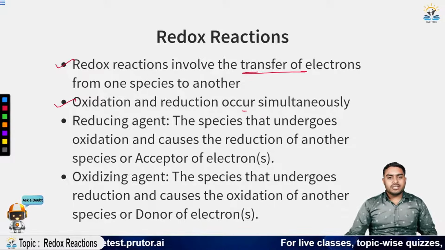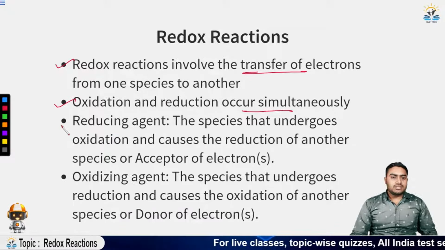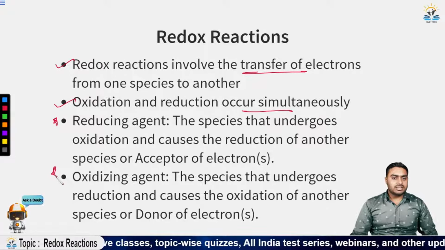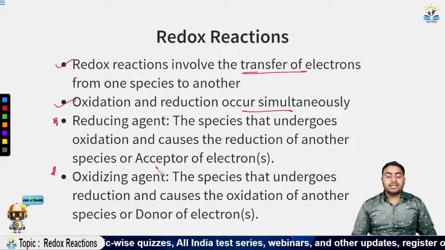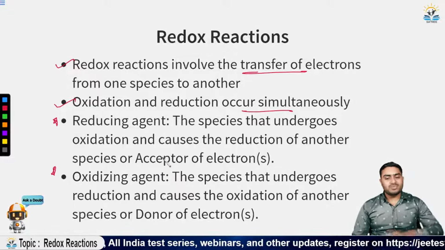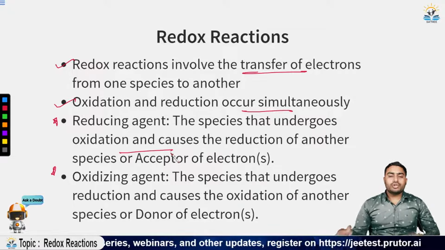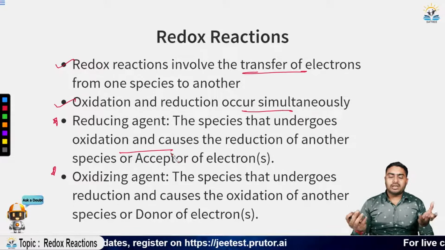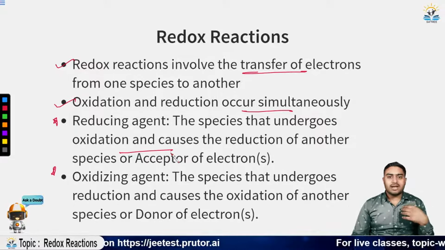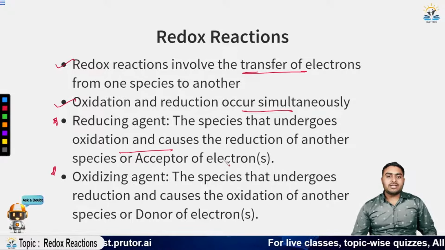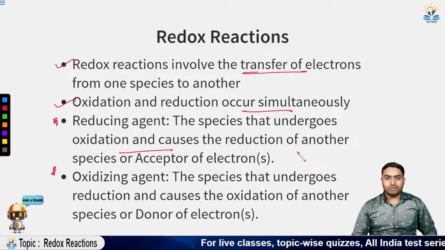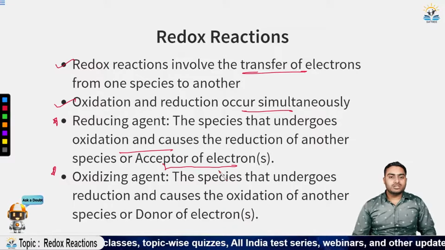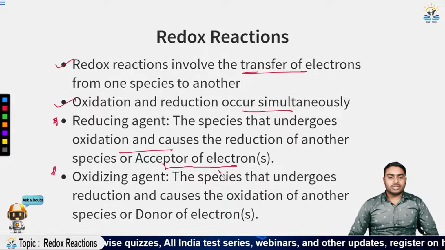Oxidation and reduction occur simultaneously, and there are two specific terms: reducing agent and oxidizing agent. What is a reducing agent? A reducing agent is the species that undergoes oxidation. So a reducing agent oxidizes itself and reduces others. The species that undergoes oxidation and causes the reduction of another species, the donor of electrons, is the reducing agent.